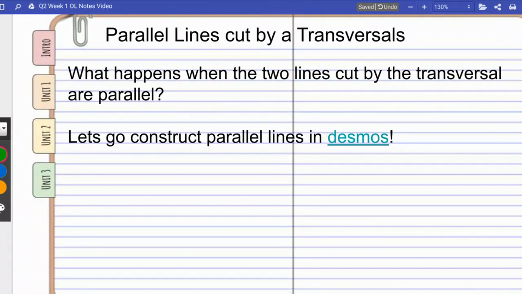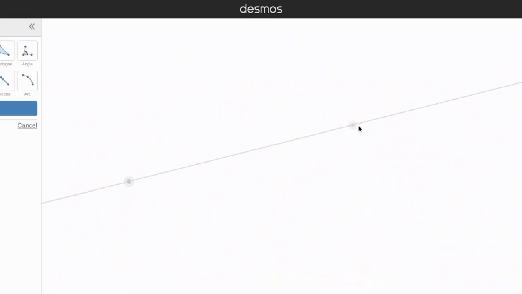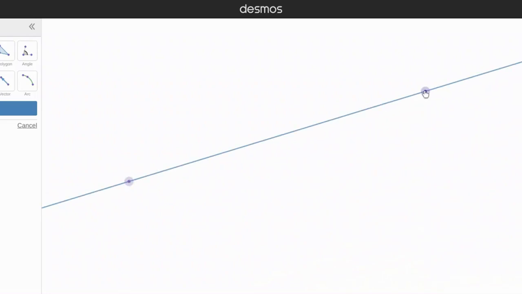Okay, so what happens when two lines are cut by a transversal and they're parallel? Let's go construct some parallel lines in Desmos. Feature, draw yourself a line. And then I just want you to put a point somewhere. I'll put it right here. If I want to create a line that's parallel, I go to More Tools, Parallel Lines. I need to choose a line to set the slope. We're going to choose this line. We want it to have the same slope. We want it to go through this point. So there's my second line.